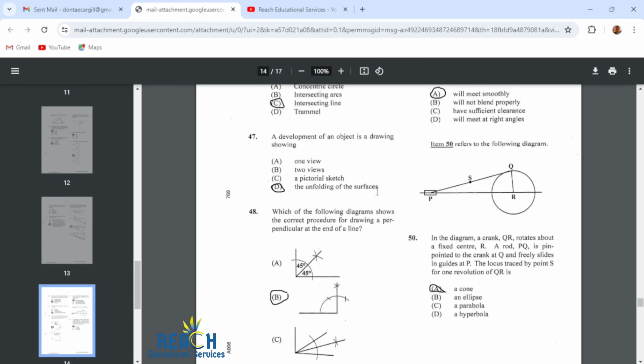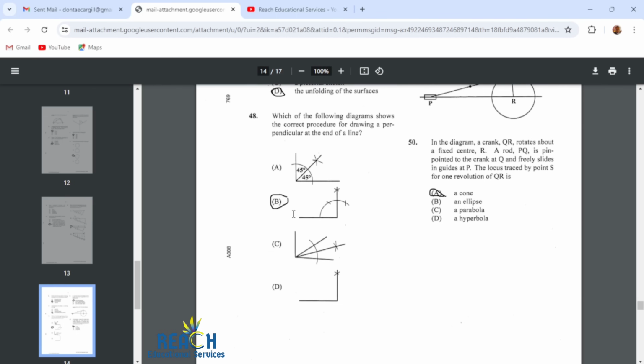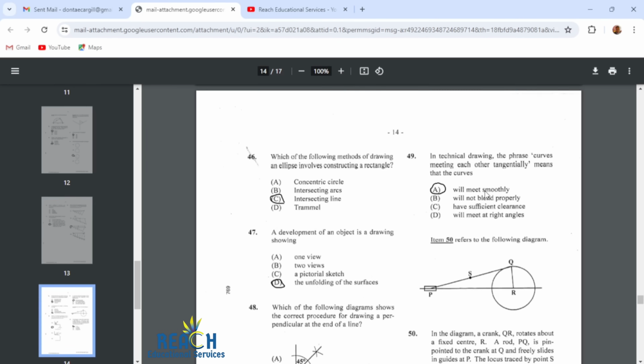Item 47. A development of an object is a drawing showing the unfolding of the surfaces, so a surface development drawing. Which of the following diagrams shows the correct procedure for drawing a perpendicular at the end of a line? That would be B, where you describe an arc, then with the same radius, you bisect that arc twice, and then you put your compass point at the first bisecting point, draw an arc, put it at the next one, describe an arc again, and then you connect the point where the two arcs meet to the end of the line. And that's how you draw the perpendicular at the end of the line.